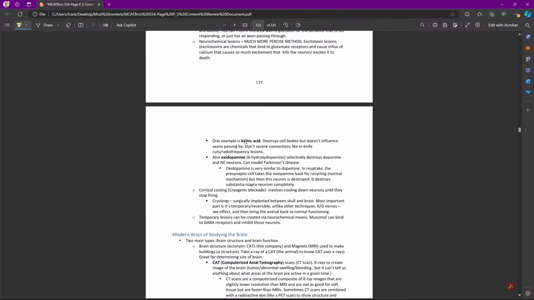One example is kainic acid, which destroys the cell bodies but doesn't influence the axons. Or 6-OHDA, which selectively destroys dopamine neurons, used for modeling Parkinson's. Interesting.